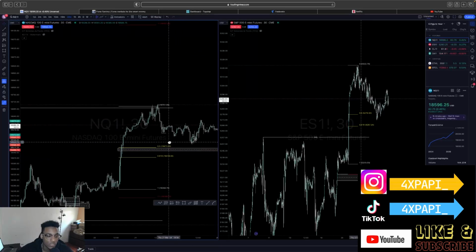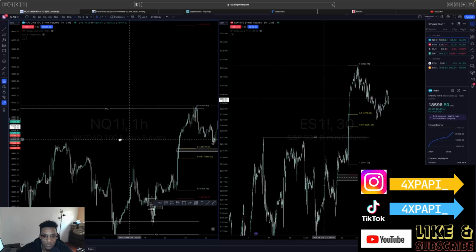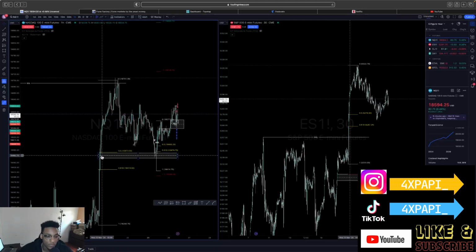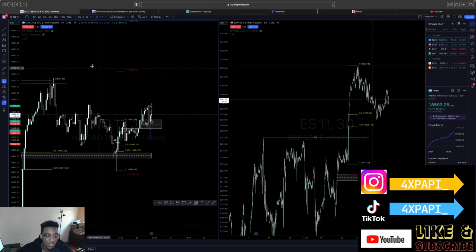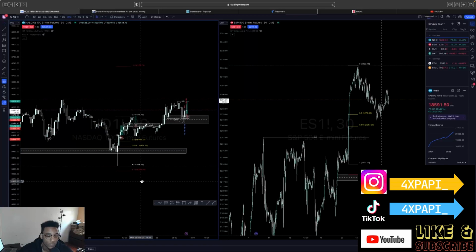So if we go to the 1 hour time frame on NQ, we have price returning back to equilibrium, back to this fair value gap, holding it, and then giving us this big push back up. And now let's go down to the even smaller time frame.